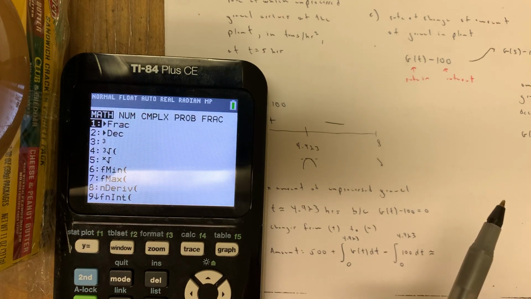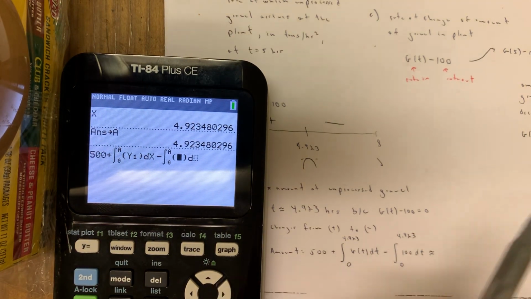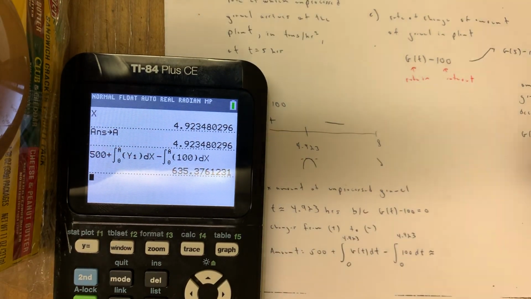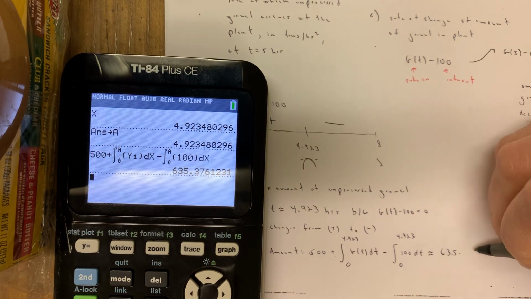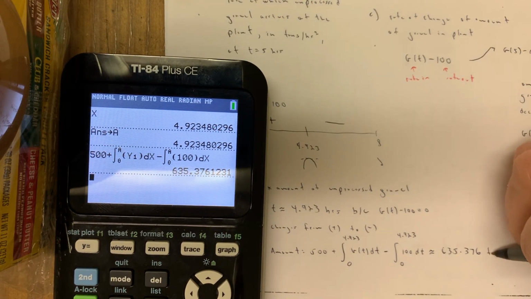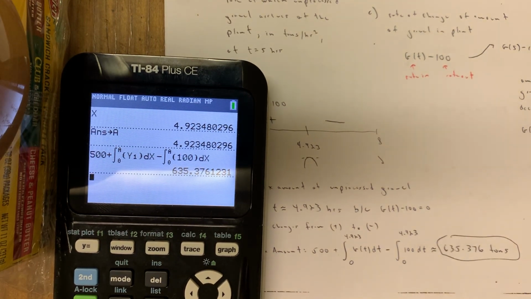Minus the amount that was actually processed. The integral from 0 to alpha A of 100, constant rate of change right there, with respect to X. Did they say nearest whole number? No, just the actual maximum amount. All right, so I get 635.376 units. I need units. I think it's tons right there, okay? So hopefully not too terrible of a situation.